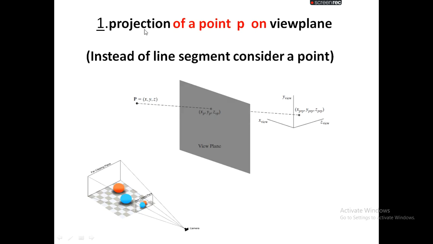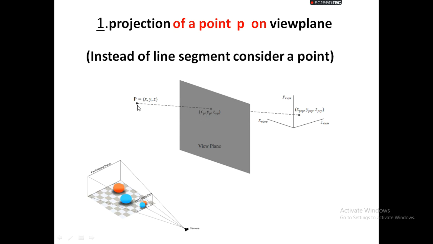So now my aim is to determine the projection of a point P on the view plane, or the projection plane. Let us consider there is one point in space. This point represents an object present in the space. For this point or object, we need to determine its corresponding projection coordinate on the projection plane. That is called P dash.